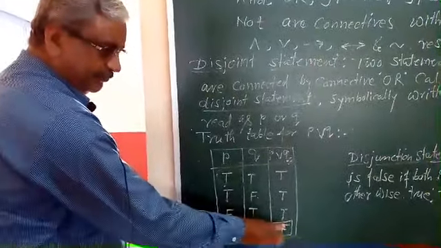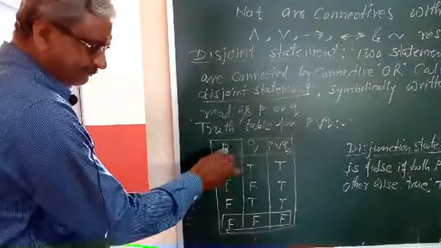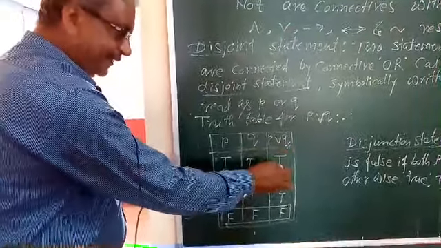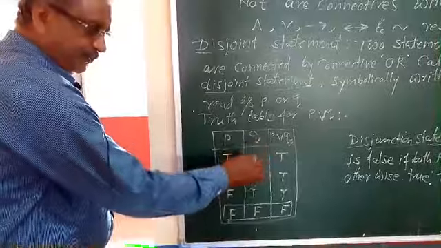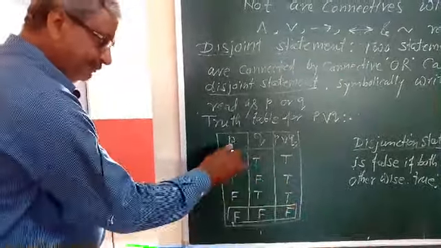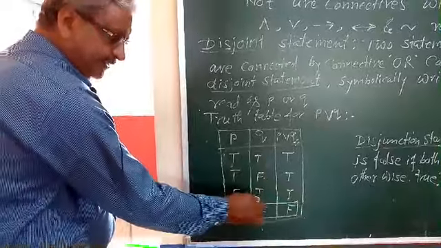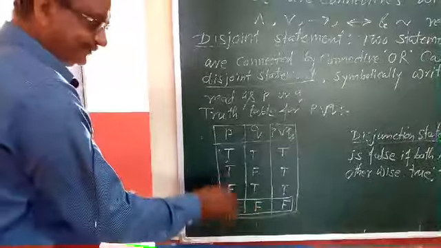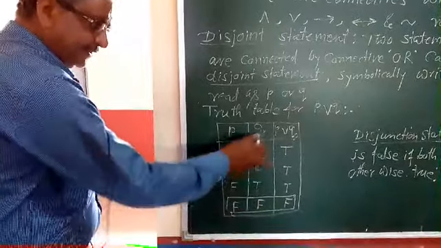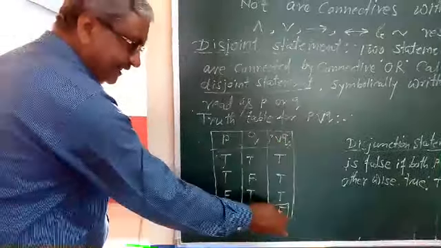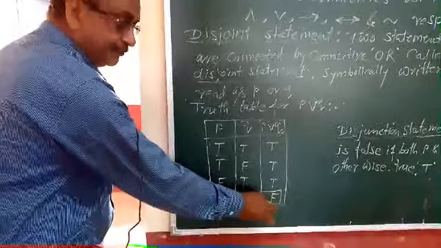So you only have to remember here: if P is true, Q is true, then P or Q is definitely true. P is true, Q is false, then P or Q is again true. P is false, Q is true, P or Q is true. But as P is false and Q is false, the disjunction statement definitely gives us the false truth value.